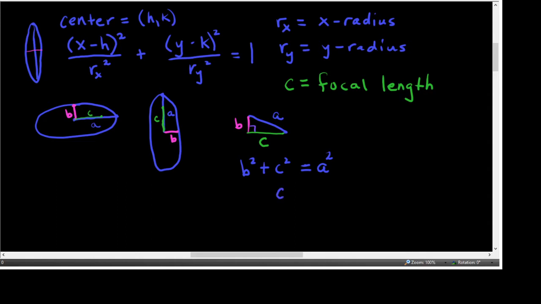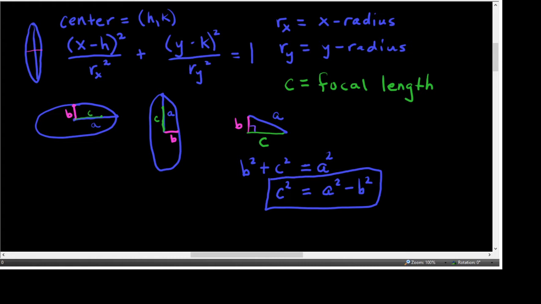So I would like for you to solve that equation I just got from the Pythagorean theorem for C squared, which will involve subtracting B squared from both sides. And that is an equation that you'll need to memorize for ellipses, that when we're trying to find the focal length, it'll be A squared minus B squared to get C squared.